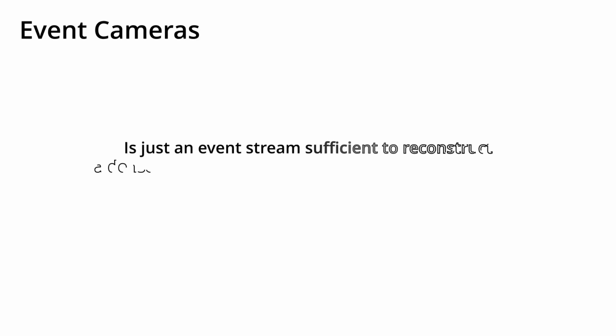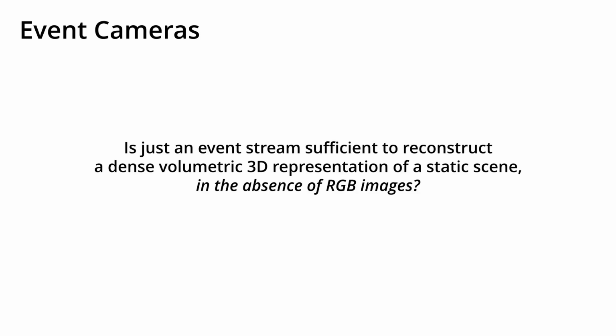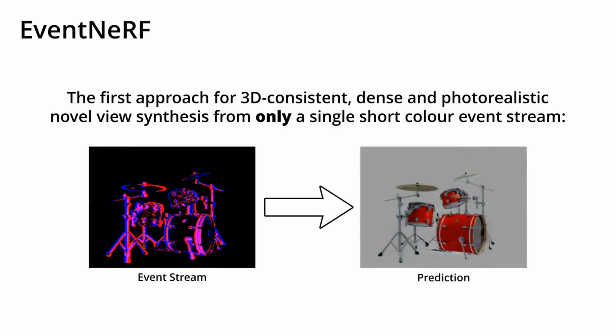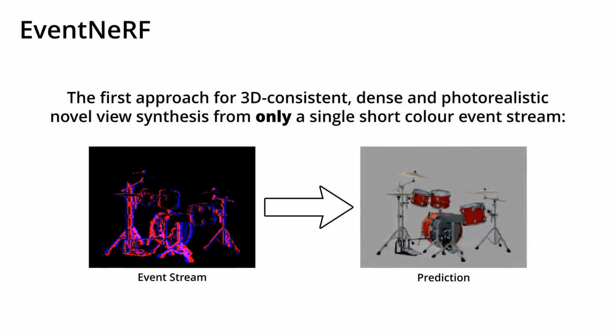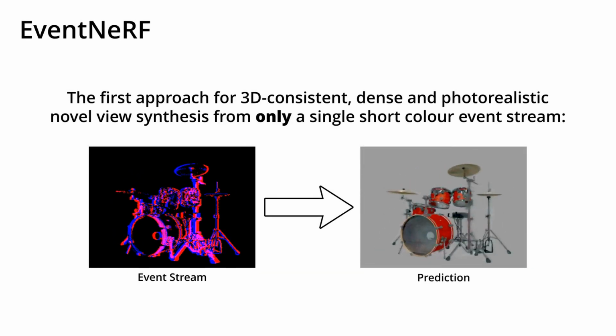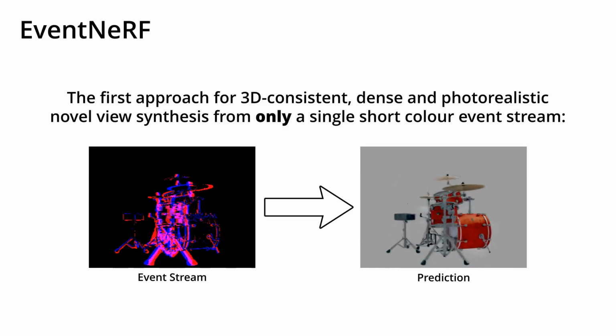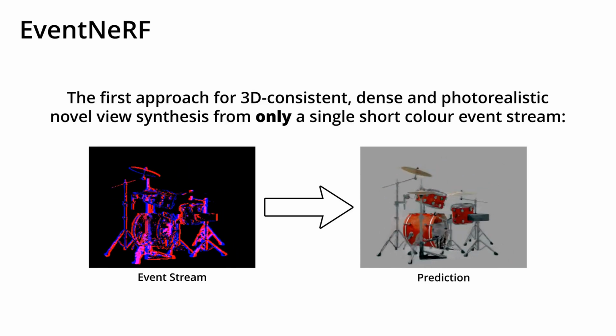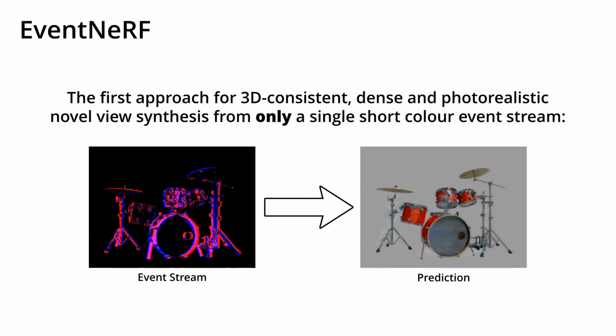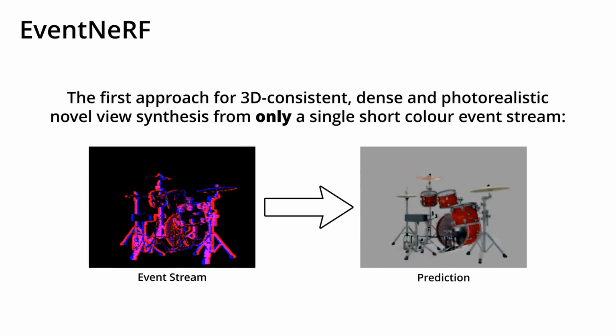addressed satisfactorily so far. The research question we address in this work is whether just an event stream from an event camera moving around the scene is sufficient to reconstruct a dense volumetric 3D representation of that static scene in the absence of RGB images. Accordingly, we propose the first approach for 3D consistent, dense and photorealistic novel view synthesis using just a single short color event stream as input, which we call EventNeRF and describe next.